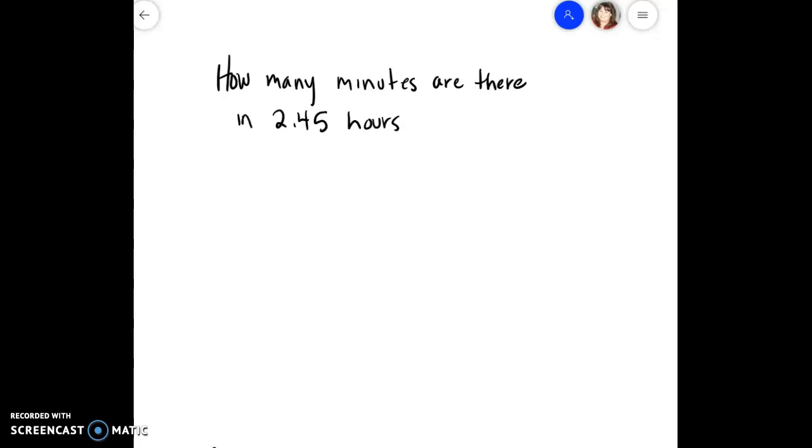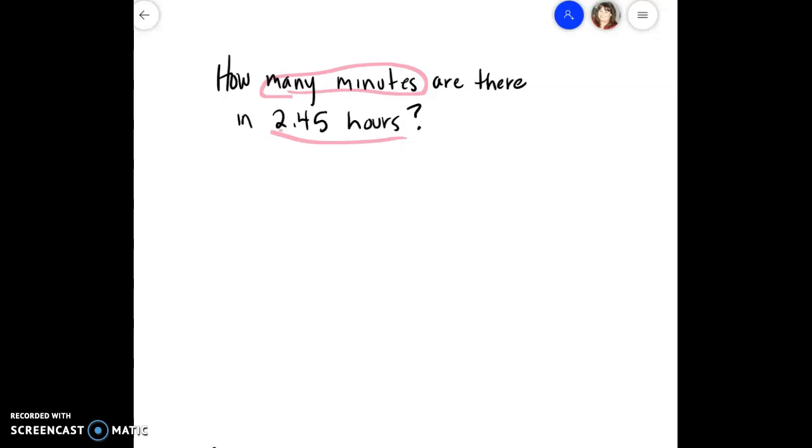Okay, I am looking to find out how many minutes there are in 2.45 hours. So that's my question. Whenever I do these conversion problems, these are called dimensional analysis problems, I need to write a pathway. What am I starting with and what am I ending with? I want to find out how many minutes there are. So this is where I want to go, and I'm starting with 2.45 hours.